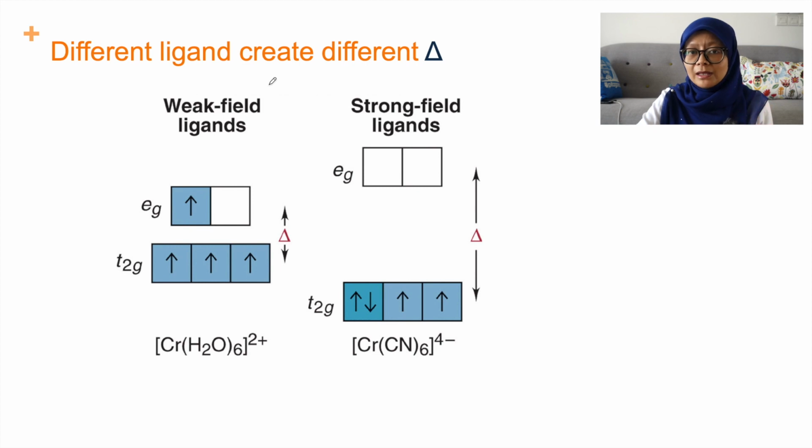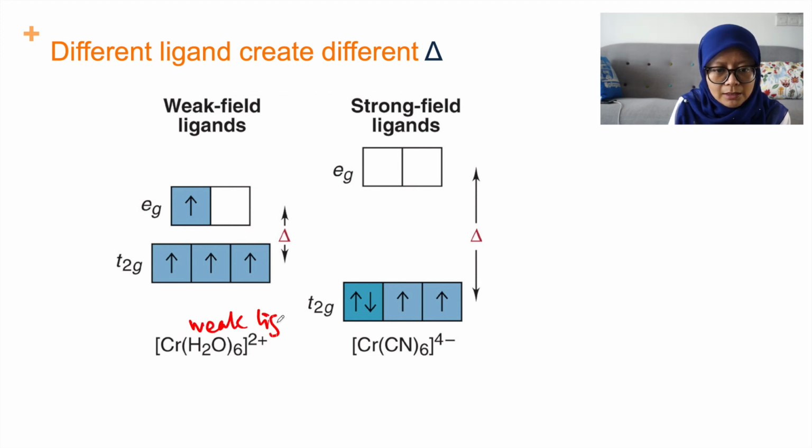The first one is the weak field ligands, or we call it weak ligands. And then we have strong field ligands, or you can call them strong ligands. Most of the time, if you have weak field ligands, they will have a smaller value of the delta here. And if you have strong field ligands, most of the time this delta will have a higher value. Why? For example, here we have H2O, which is one example of a weak ligand. And another example here is cyanide, which is one example of a strong ligand.